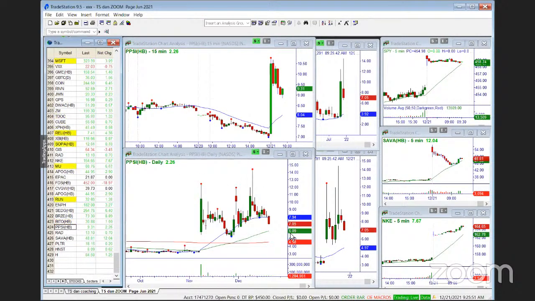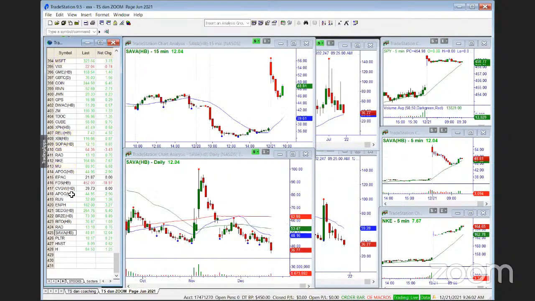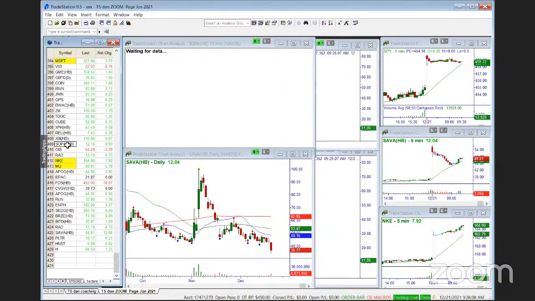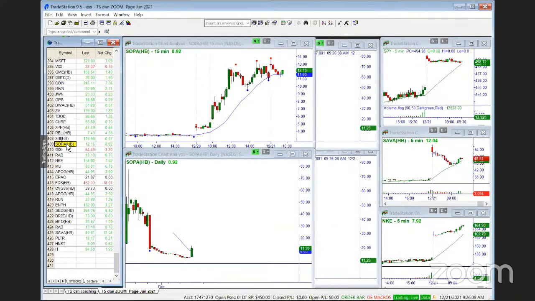PPSI rocking here pre-market. Looks like a day trader toy to me. Where's the one yesterday? Where's that one they traded? SOPA. Look at SOPA. So strong, gapping up $1. That thing still looks higher.